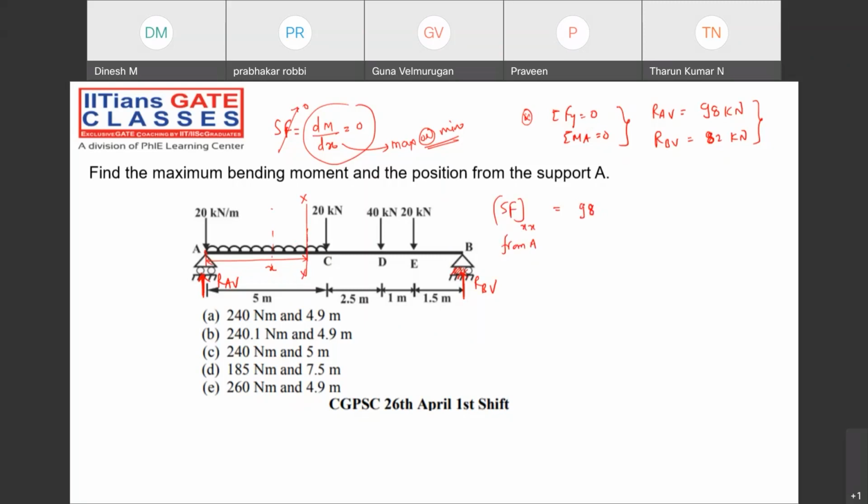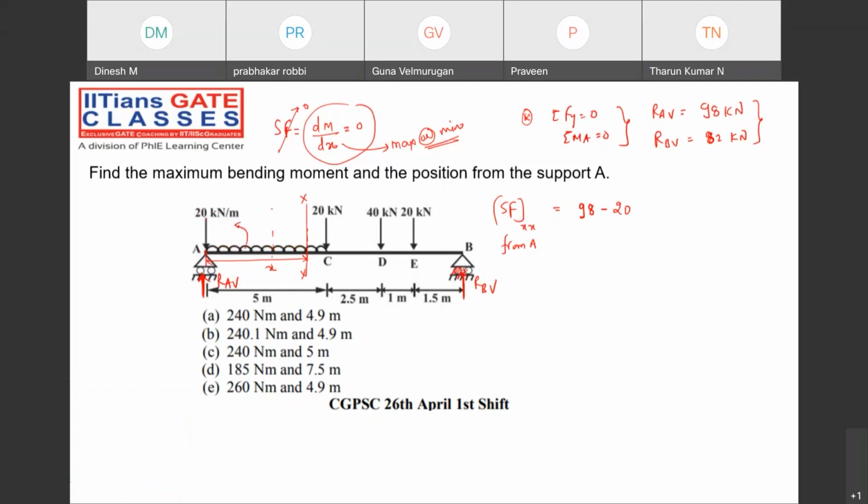What about 20? Negative, sir. What about this loading condition? I think they already mentioned 20 kilonewton per meter, right? So please make a correction that it's a load rating only for this one. There is no external load.